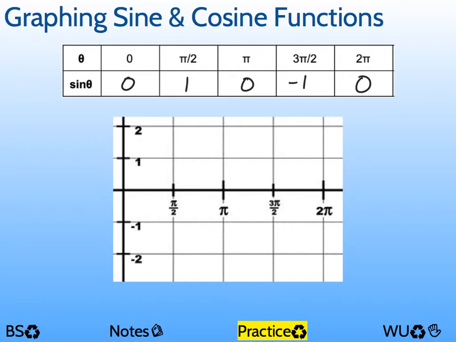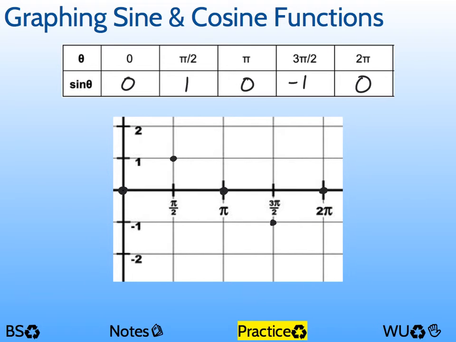So, the first point, if your angle is 0, sine of theta is also 0. So there's that point. Pi over 2, sine of theta is 1. For pi, sine is 0. And for 3 pi over 2, sine is negative 1. And then for 2 pi, sine is 0.